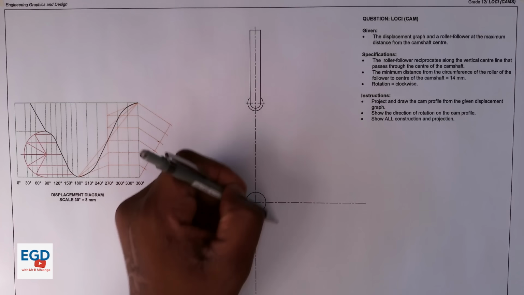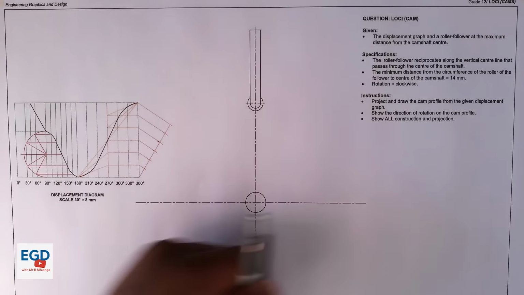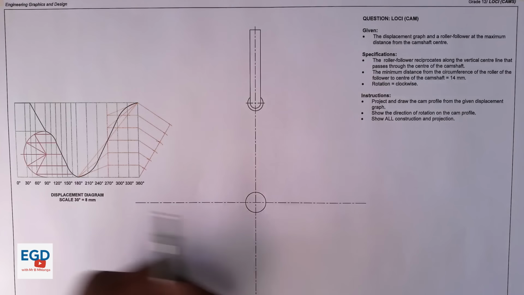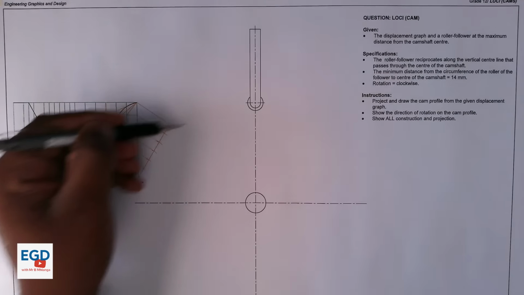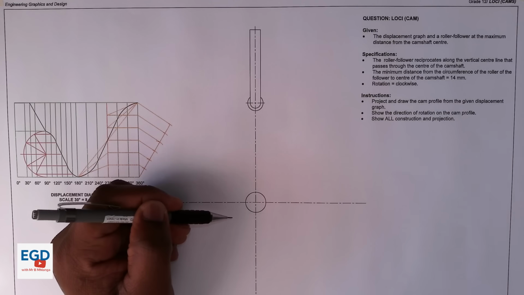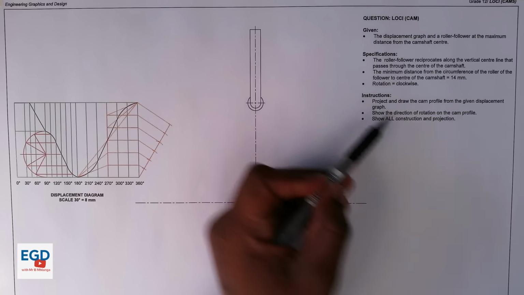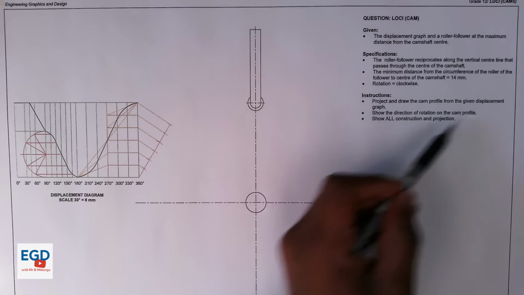So it rotates clockwise. What does it mean? It means when I label the points around the cam profile, I'll have to label them in the opposite direction, anti-clockwise, since the cam profile will rotate clockwise. Instructions: project and draw the cam profile from the given displacement graph.